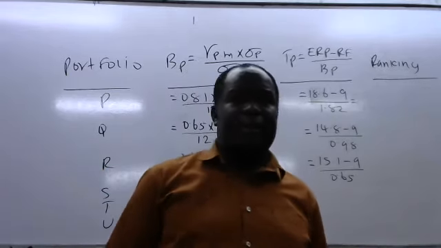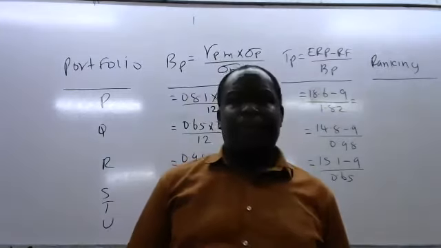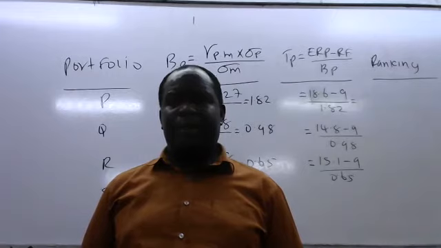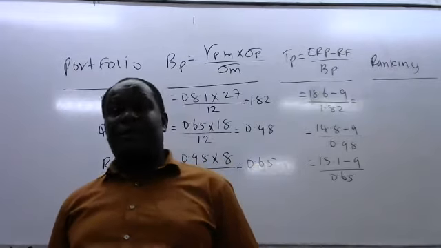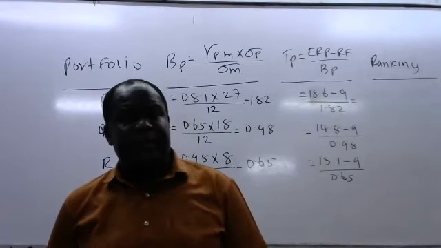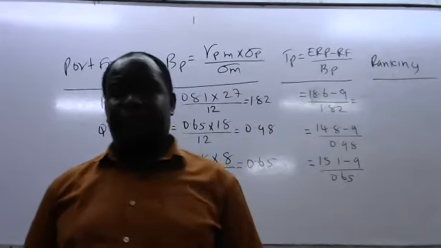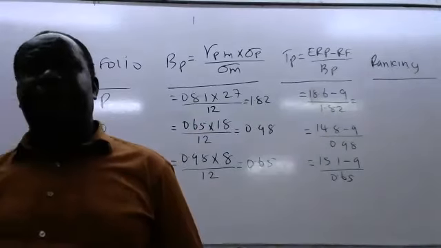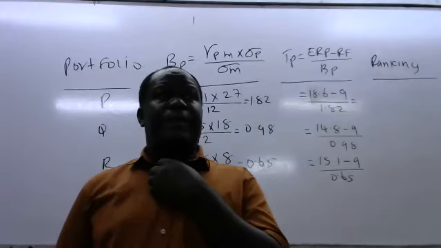While under the Treynor method, we use the beta factor to measure the performance. So that's the first reason why they are different.